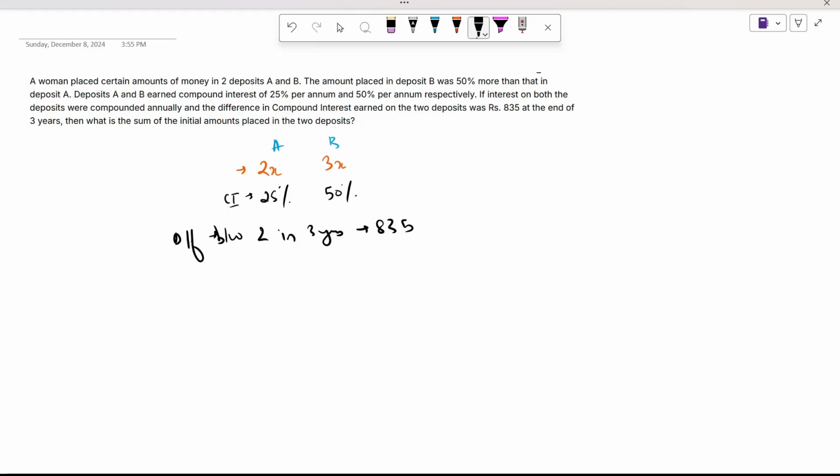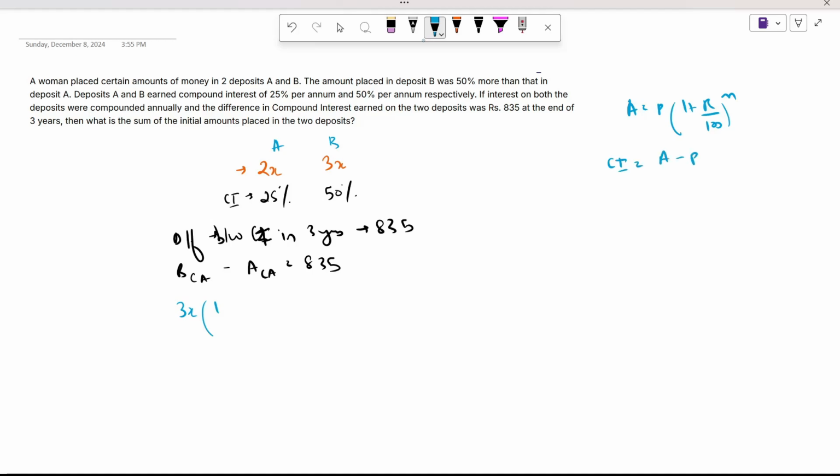So first of all, the difference between the compound interest. That means, first of all, what is the principal in case of B's compound interest and in A's compound interest? The difference would be 835. So what is B's compound interest? That would be 3x. What is the formula for calculating amount? That is P into 1 plus R upon 100 whole to the power n. And how can we calculate compound interest? That is nothing but A minus P.